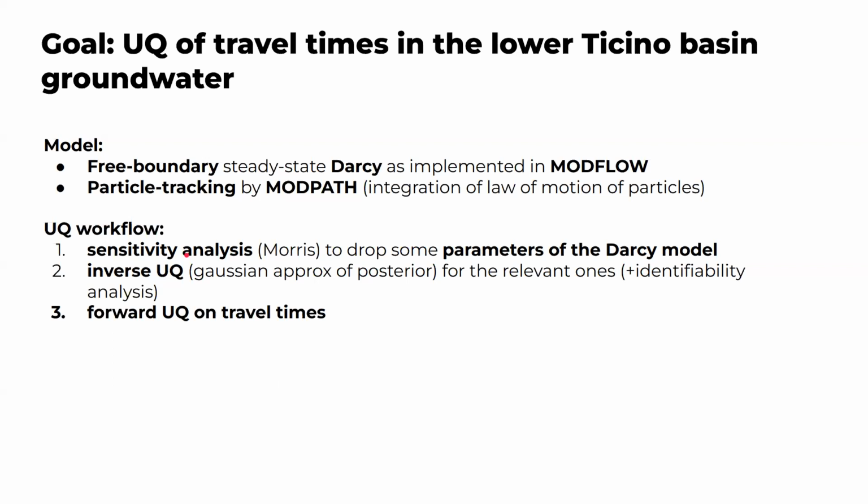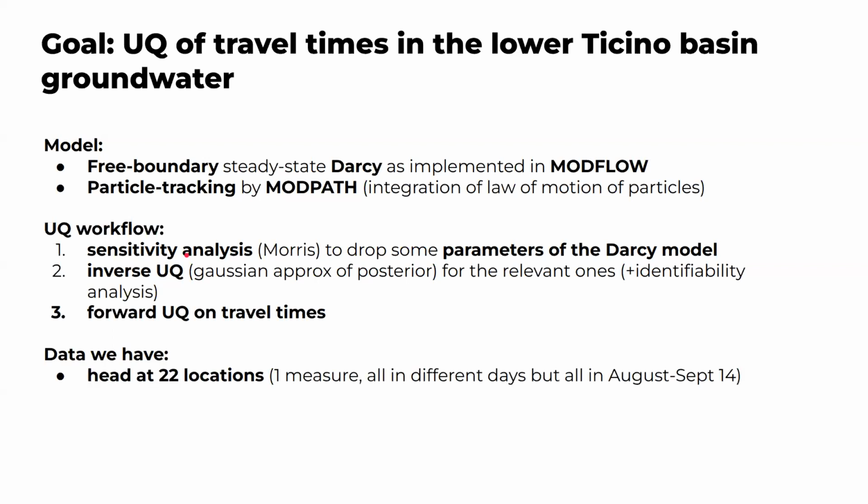So what kind of data do we have? To do the inverse uncertainty quantification, we have data at 22 locations, with one measurement per location. All the measurements are taken on different days, but all come from the period August to September 2014. That's why we want to use a steady-state Darcy model, because we have one datum per location. So it wouldn't make sense to do a transient model.